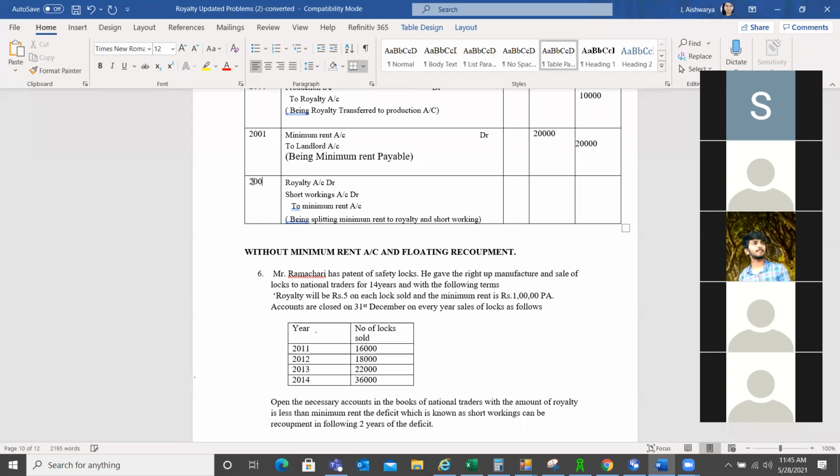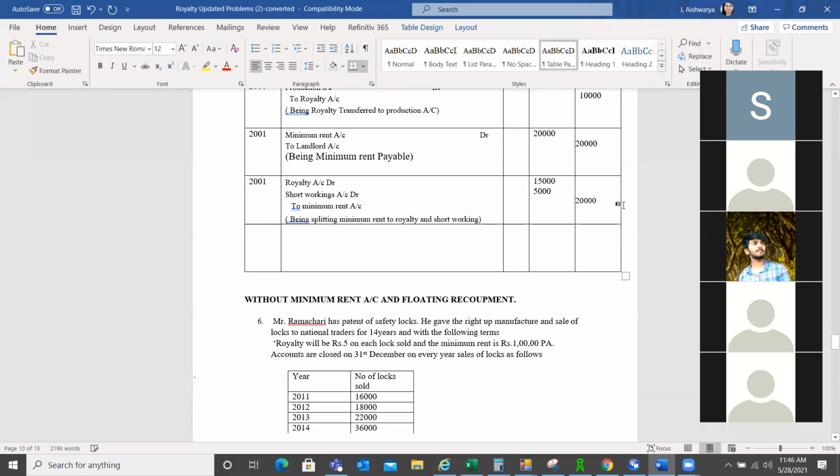How much is a royalty, Soumya? 15,000. Yes. 15,000 is a royalty, and short working is how much? 5,000. Okay. Then what is the minimum rent? 20,000. Good. So the narration would be, being splitting the minimum rent to what? To royalty and short workings. Yes, Mohammed.